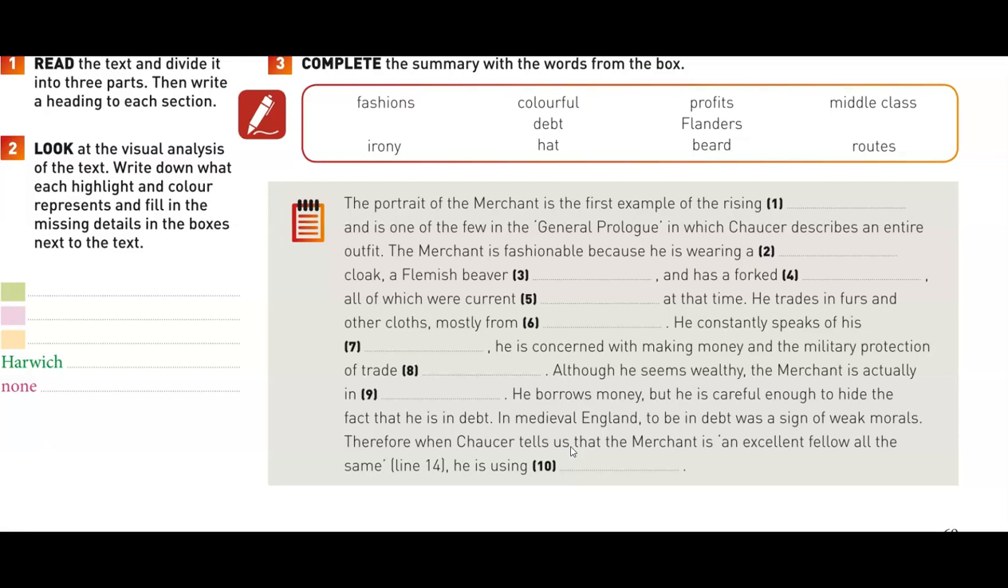Quindi usa l'ironia per significare esattamente il contrario, come se io vi dicessi: non avete fatto i compiti, ma bravi. Quel ma bravi è ovviamente ironico. So therefore, even if he says that he was an excellent fellow, it means exactly the contrary.